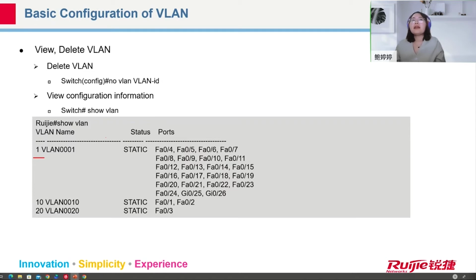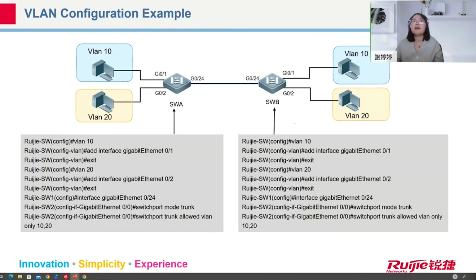Okay, and then the type is static. Static means you use a command to create the VLAN. Of course, in our network, we can use some protocol to dynamically learn VLANs. About this technology, we will not talk about it here. And also, we will have the interface command to tell you which interface can allow the VLAN to pass through. So this is the basic configuration of the VLAN.